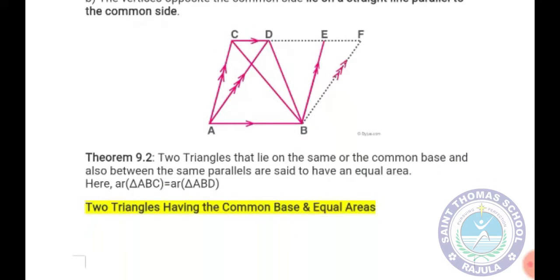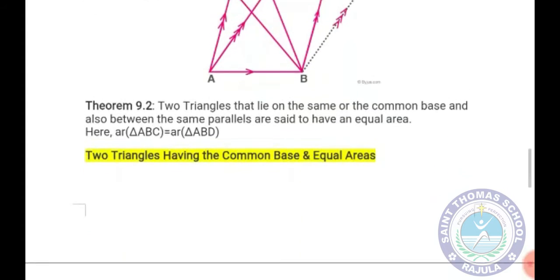So in theorem 9.2, students, you have to remember with the figure: two triangles that lie on the same or common base and between the same parallels are said to be equal in area. For example, here two triangles ABC and ABD have a common base, so the areas of both the triangles are equal to each other because they have the common base.